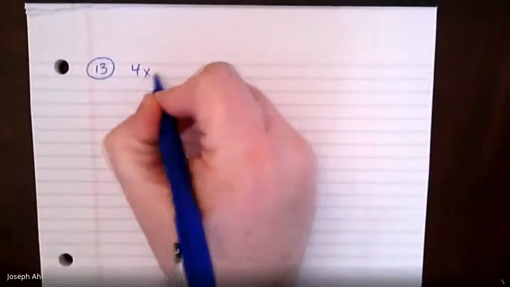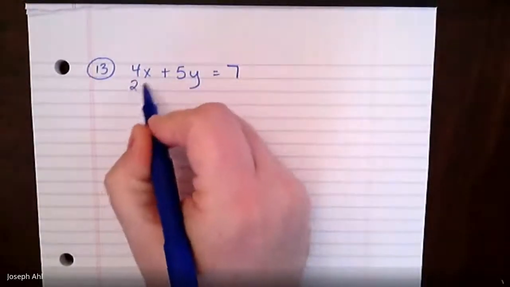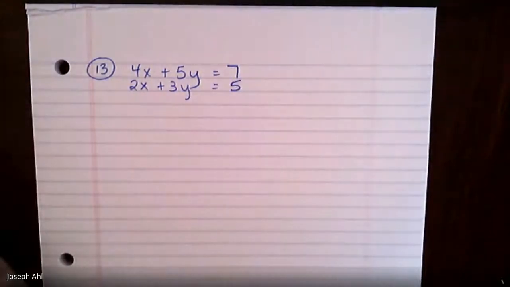This is the last lesson from the unit. It was the day 6 notes, so I guess the video from Monday. Let me copy the question down quick, and then we'll talk about it. So we get 4x plus 5y equals 7, 2x plus 3y equals 5. Okay.